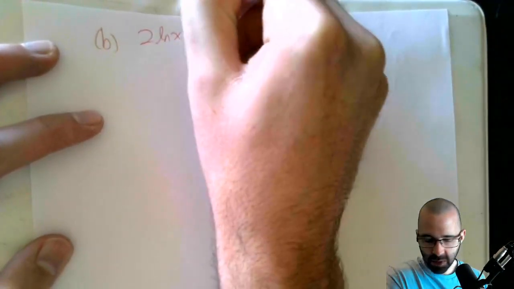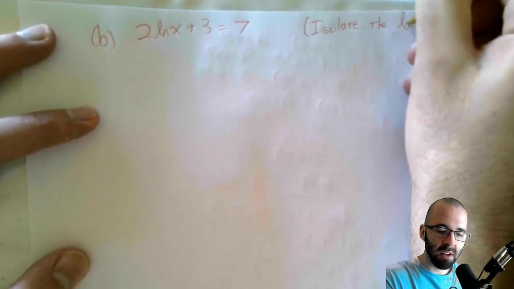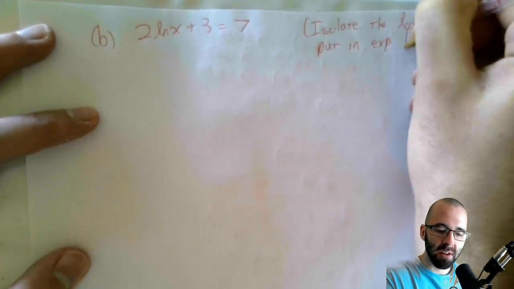2 ln x plus 3 equals 7. What are we supposed to do? Remember, isolate the log and put in exponential form.